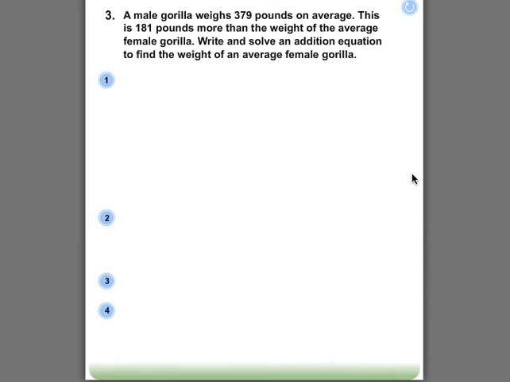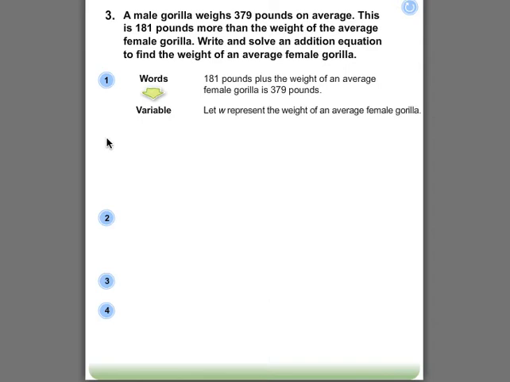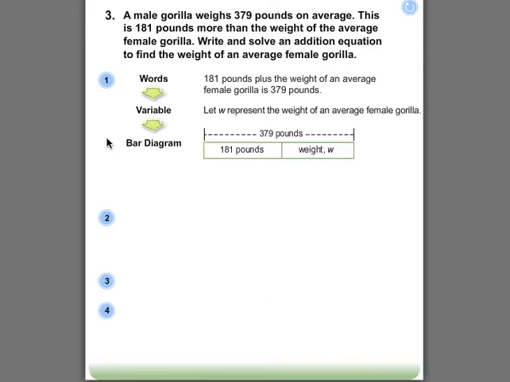A male gorilla weighs 379 pounds on average. Wow. This is 181 pounds more than the weight of the average female gorilla. Write and solve an addition equation to find the weight of an average female gorilla. In words, 181 pounds plus the weight of an average female gorilla is 379 pounds. w is for weight. Show a bar diagram and write an equation.